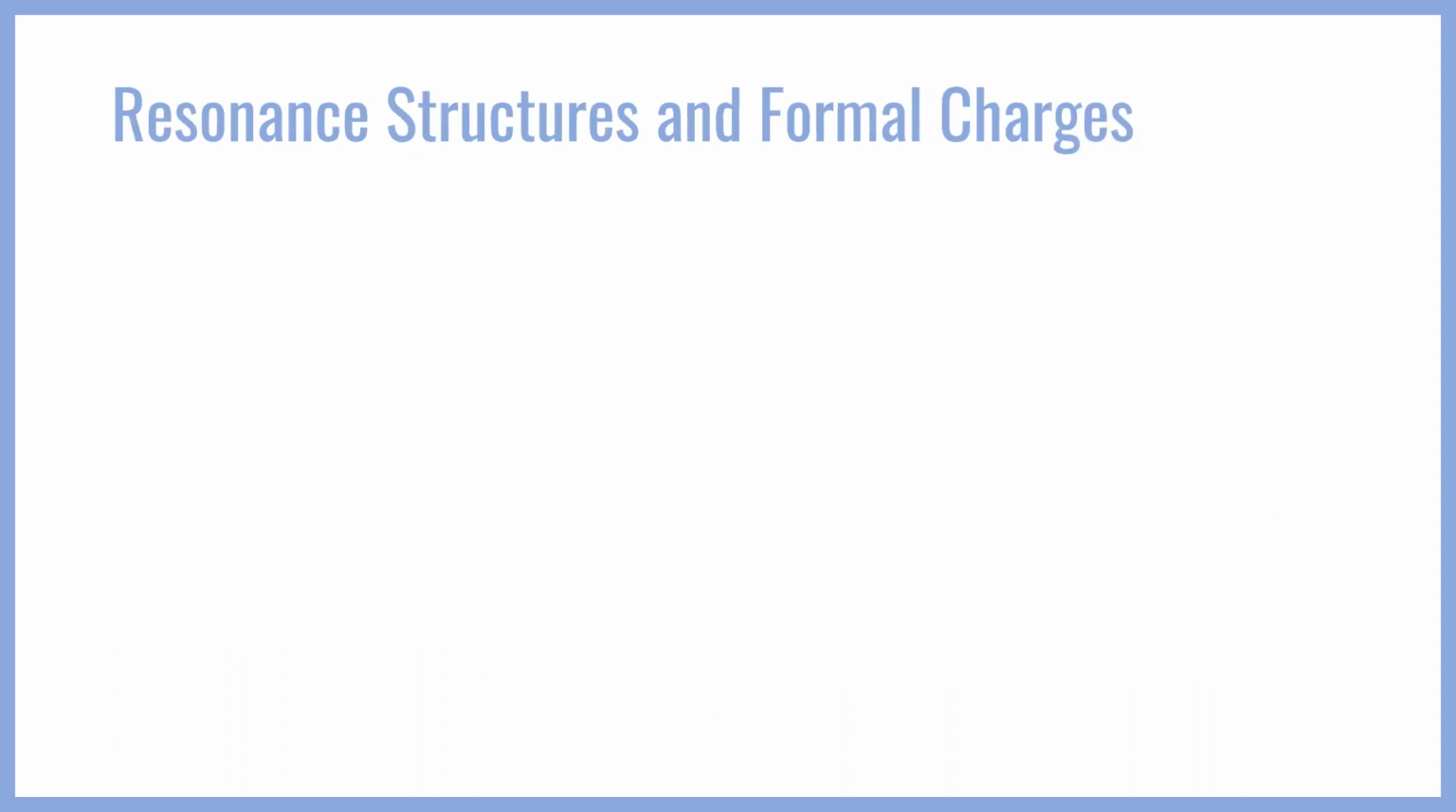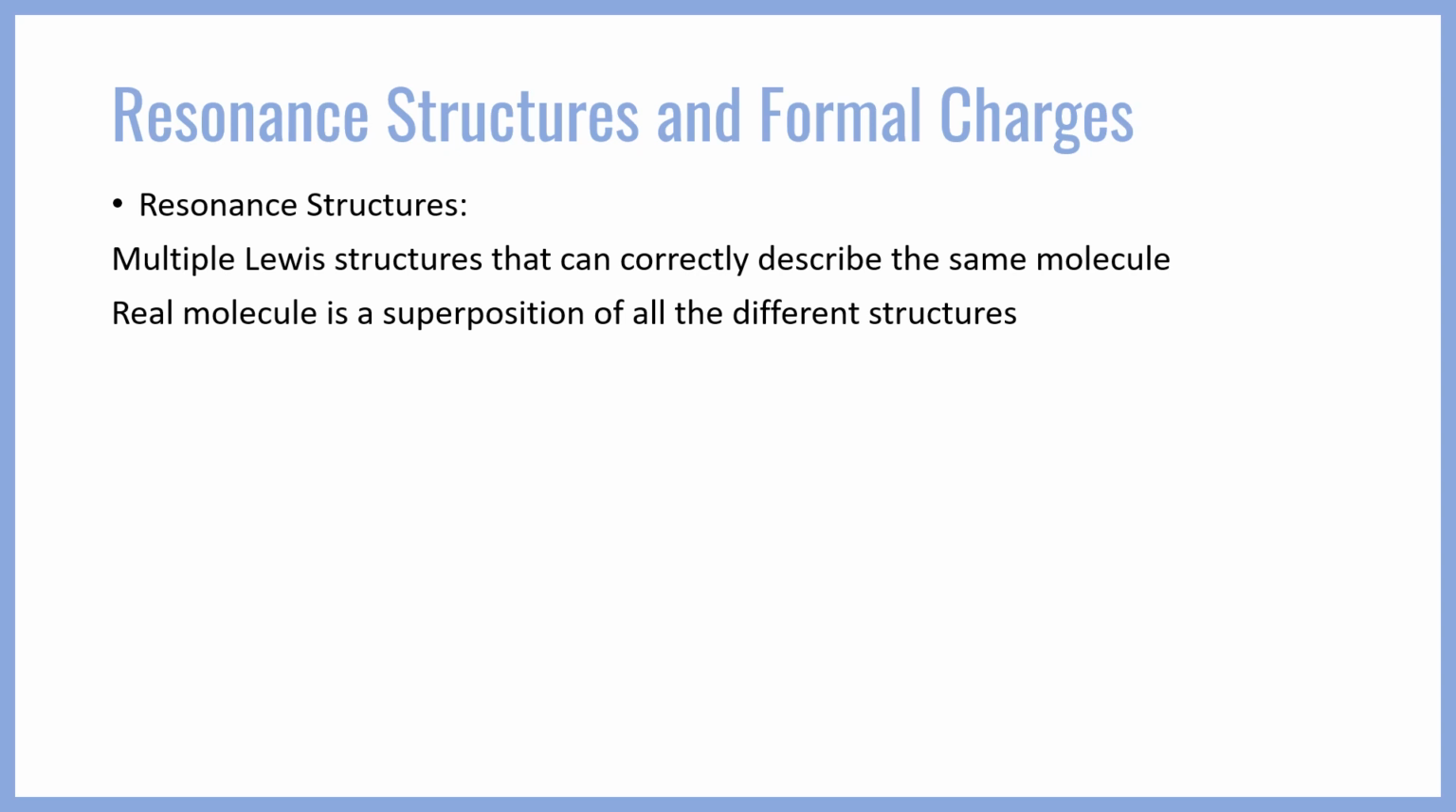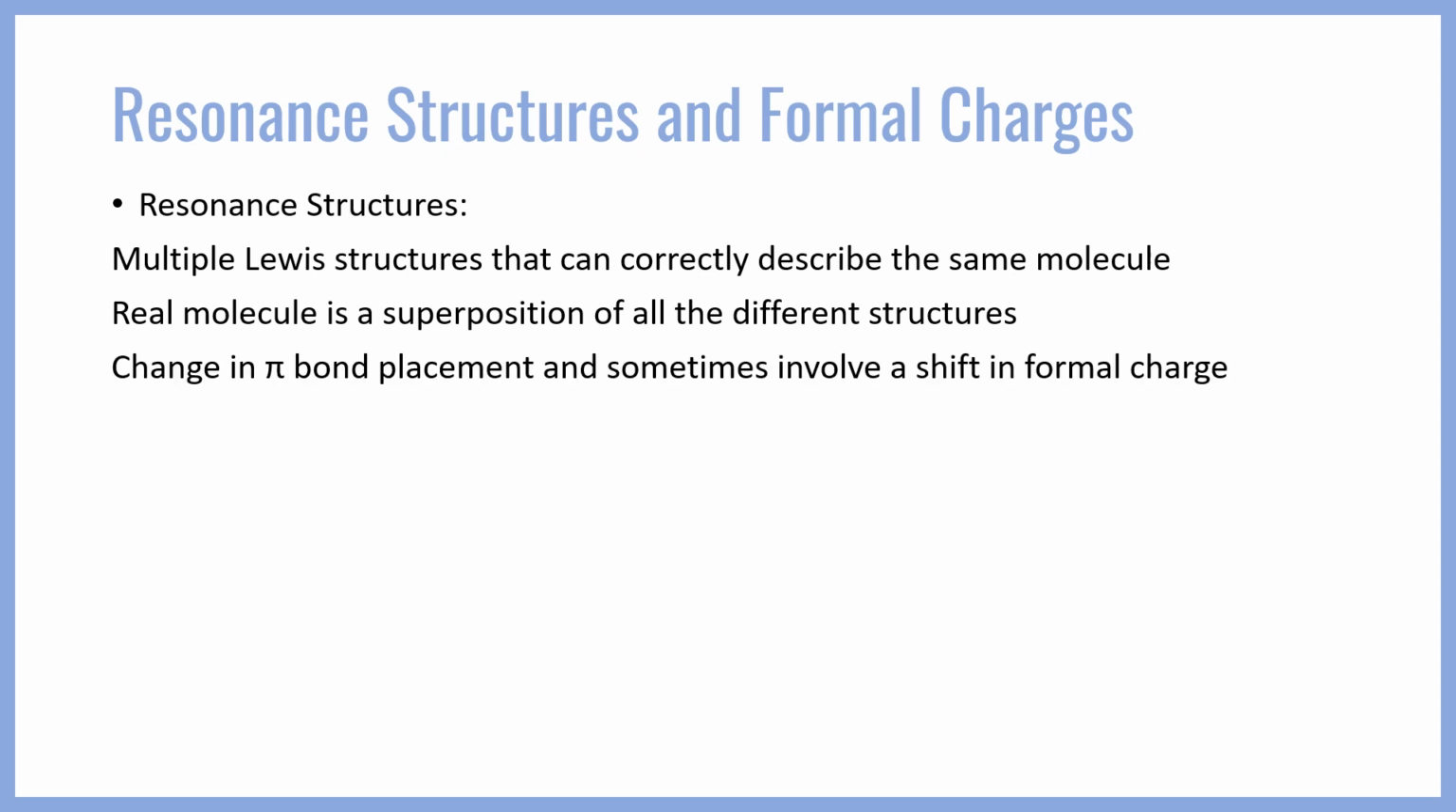Now, how do resonance structures and formal charges work together? Well, resonance structures are multiple Lewis structures that can correctly describe the same molecule, right? So in reality, the molecule is a superposition of all the different resonance structures, and we go in depth into how that works in a different video dedicated to resonance structures. But what happens is that the change in the pi bond placement between different atoms, the different combinations of pi bonds, sometimes involve a shift in formal charge, as we can completely delocalize the pi electron density on one atom or another.